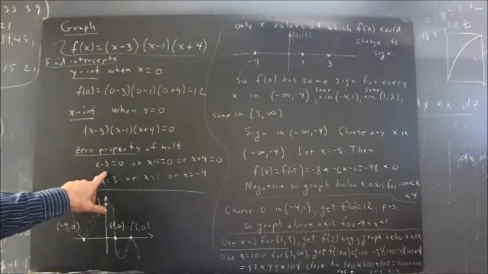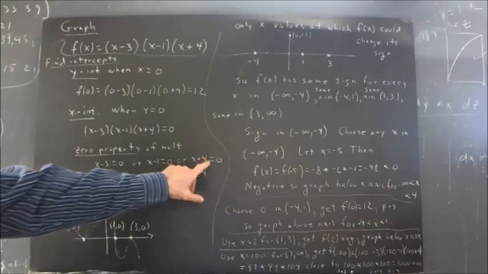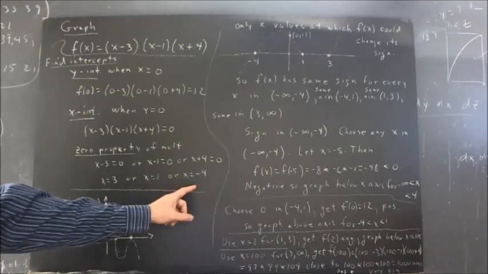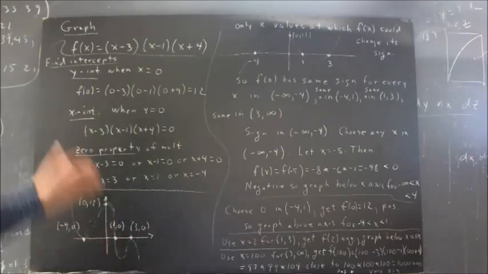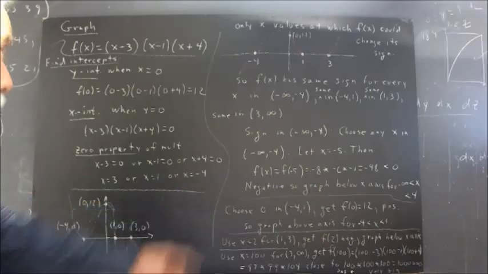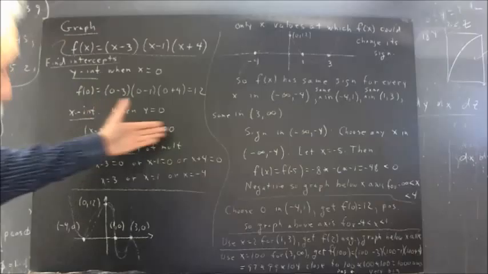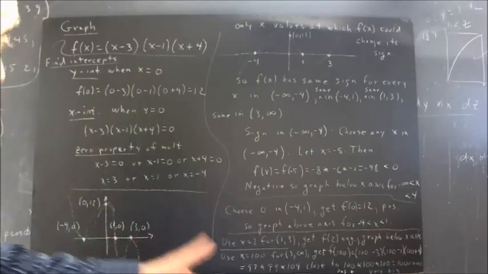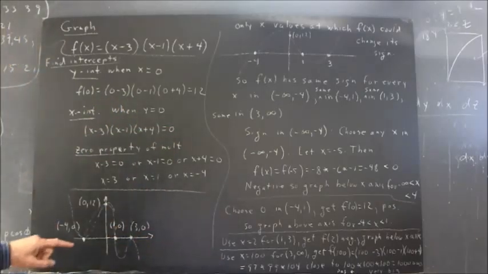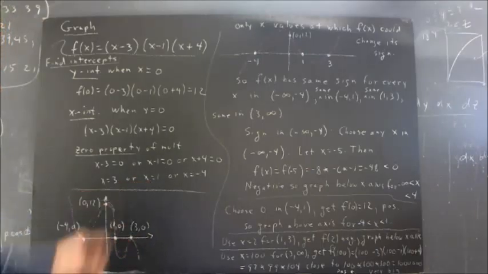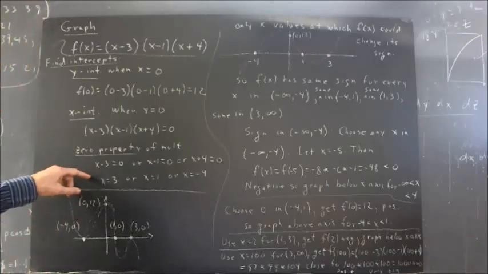So either x minus 3 can be 0, or x minus 1 can be 0, or x plus 4 can be 0, meaning x could be 3, 1, or negative 4. At no other point can this product be 0, because any other number gives non-zero results for all three factors, and when you multiply three numbers that aren't 0, you don't get 0. So we know now that the graph goes through (negative 4, 0), corresponding to x equals negative 4, through (1, 0), corresponding to x equals 1, and through (3, 0), corresponding to x equals 3.